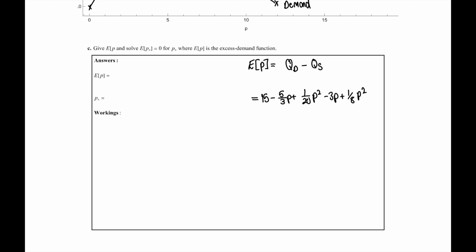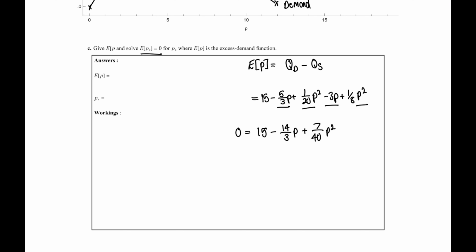If I now equate this to 0, as that's what the question is asking for, we get 0 is equal to 15 minus 14 over 3P plus 7 over 40P squared.